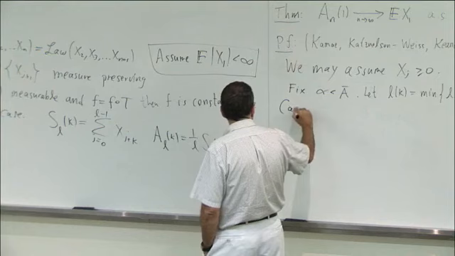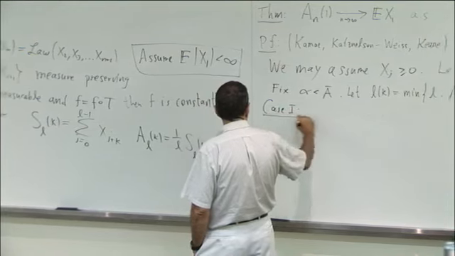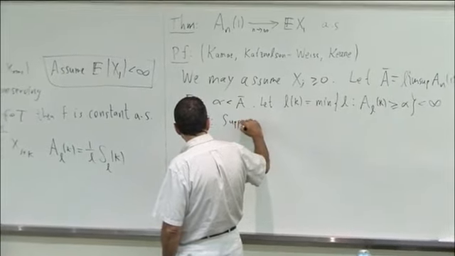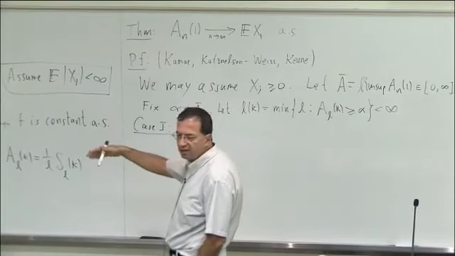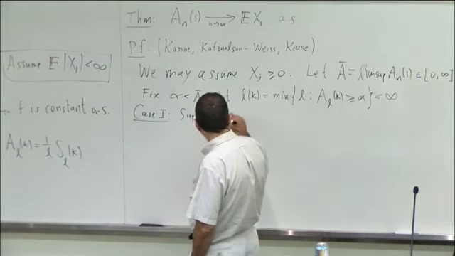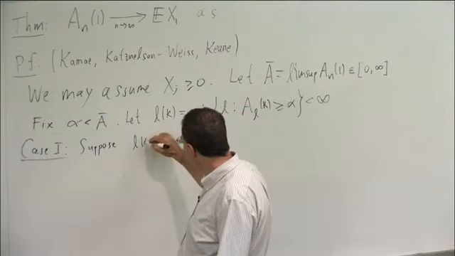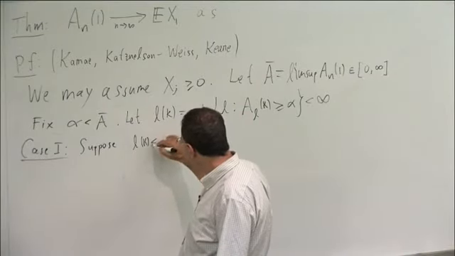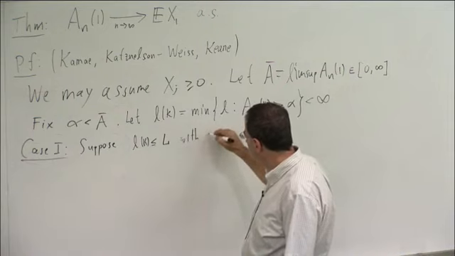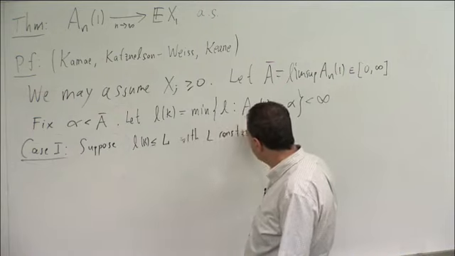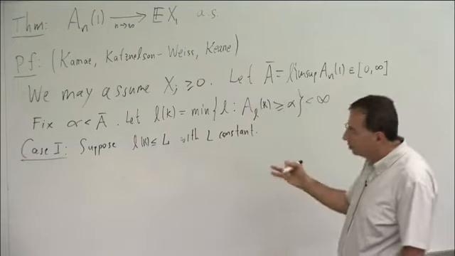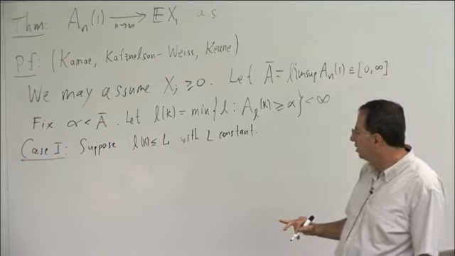Case 1 is when these numbers are uniformly bounded. This is very special. It happens for some ergodic sequences, like periodic sequences, but it will be a good warm-up for the general case. So suppose that these L(k)'s are uniformly bounded by some L. This is just a special atypical case, and we'll see what to do in this case and then generalize from that.